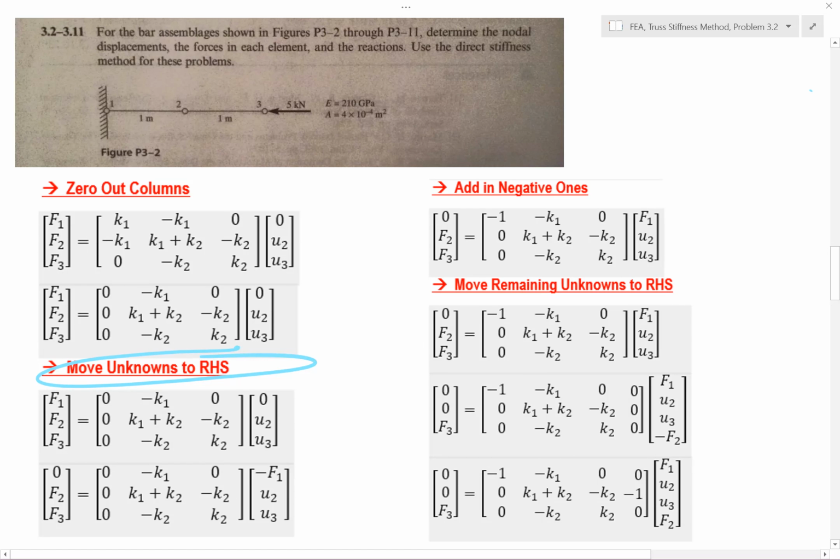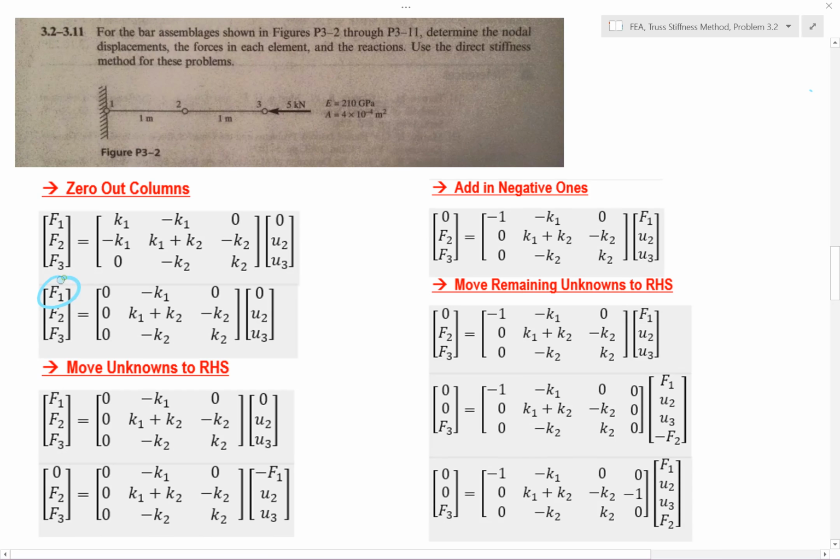Okay, next thing we need to do is we need to move our forces to the right hand side. So if you look up here, F1, I don't know that value. F2, I don't know what that is either. We know what F3 is. We have that. So here's the goal. We have to take our unknowns, which is F1 and F2, and we need to move it to the other side of the equation. So what we're trying to do in the end, we're trying to get all of our unknowns on this side and then have all of our known values over here.